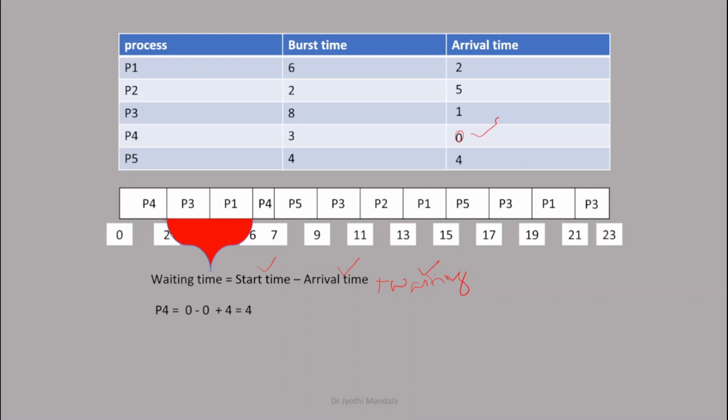That time is 4 seconds. So 2 seconds here and 2 seconds here. Again, you check anywhere P4 is there and nowhere P4 is there. So that is your total waiting time, which is 4 seconds, right?